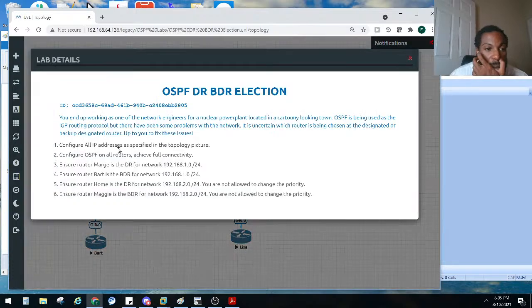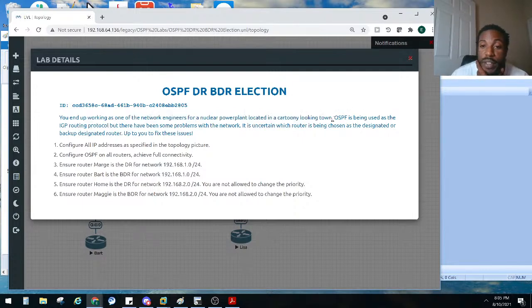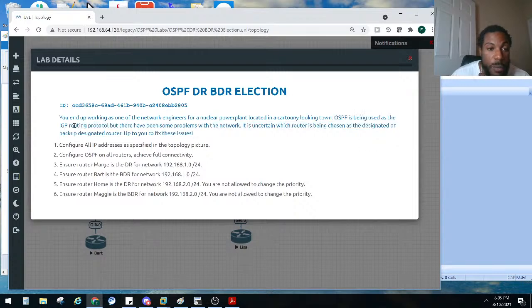These are the details for the lab right here. You end up working as one of the network engineers for a nuclear power plant located in a cartoony looking town. Sounds pretty familiar, right? OSPF is being used as the IGP routing protocol, but there have been some problems with the network. It is uncertain which router is being chosen as the designated router or backup designated router. It's up to you to fix these issues.